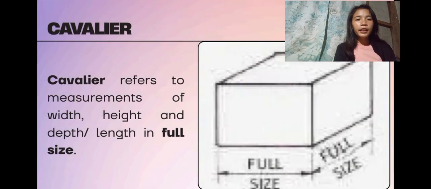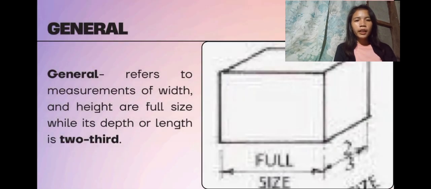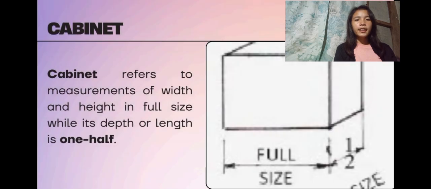So in a cavalier oblique, the width, height, and depth are all drawn in their actual size. And for the general oblique, the width and height are full size, but the depth is reduced to 2/3. So finally, in cabinet oblique, the width and height remain full size, but the depth is shortened to 1/2. So cabinet is the most commonly used because it looks more natural.